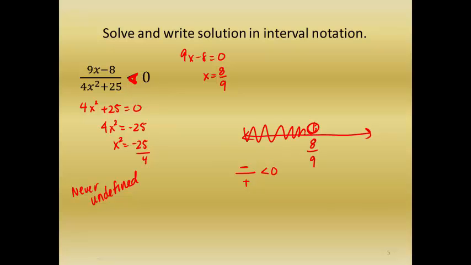And then I'm going to test a number on the other side, like positive 1, and if I put a positive 1 in the numerator, I get a positive, and a positive in the denominator. That is not going to be less than 0. This is false. So my only interval is not a union, it's not an intersection, it is simply negative infinity to 8/9 exclusive, and we're done.